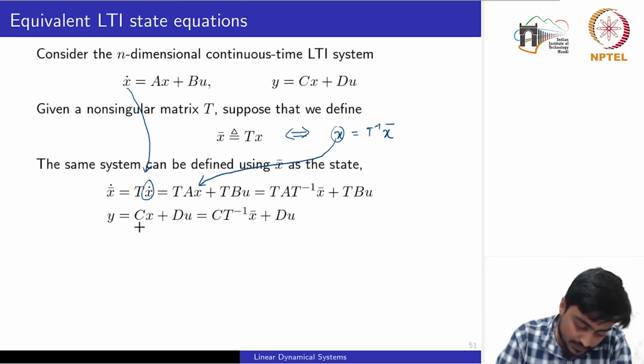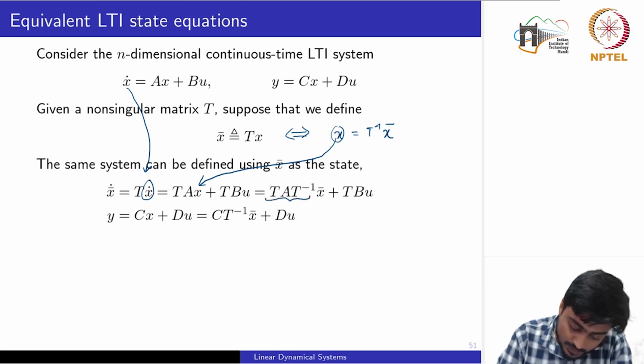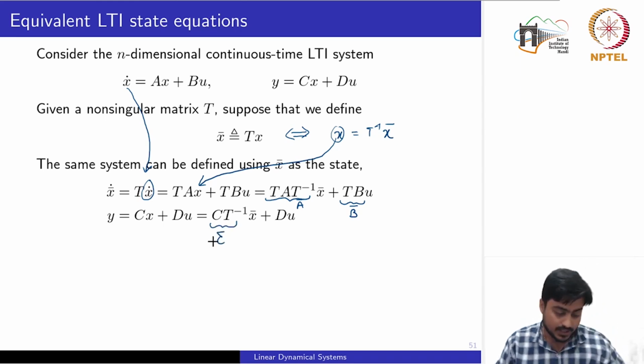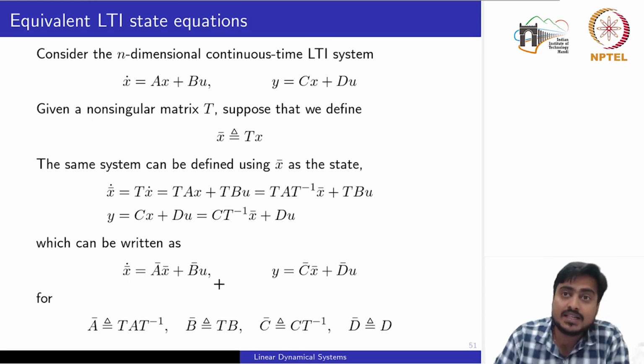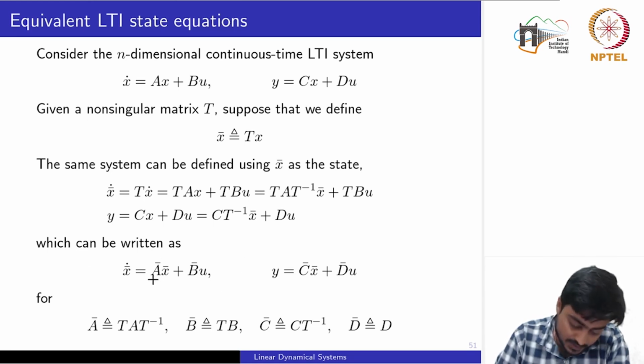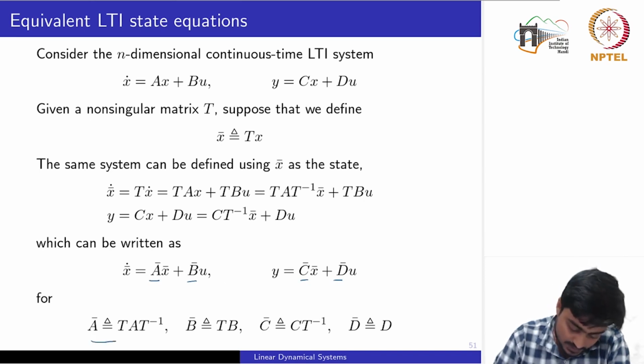Similarly, we do the same for the output equation. We replace x in it, so we get C into T inverse into x bar plus D into u. Now you see that this whole matrix multiplication I can represent by A bar, this one by B bar, and this one by C bar. So in fact I obtain another state space representation in terms of A bar, B bar, C bar and D bar, for all these relationships.